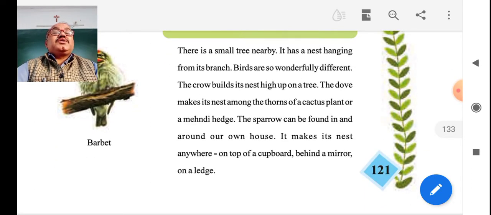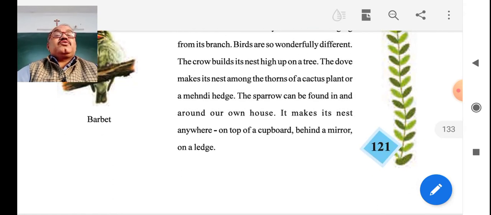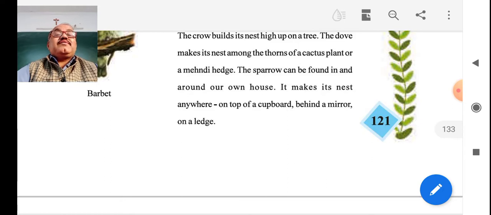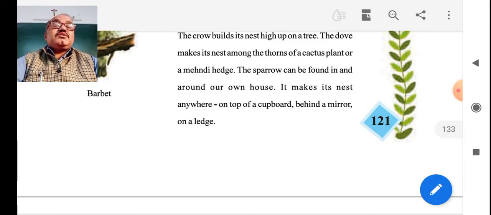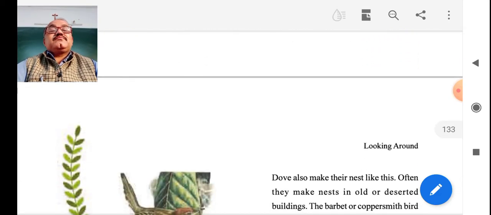Then the barbet story. Some small tree nearby you. You can see how they are using different materials when they are making the nest, and which place they are making the nest, on the top of a cupboard, behind a mirror, on the ledge or on the branch of a tree, because different birds have different situations and a variety of places they use to make their nest.